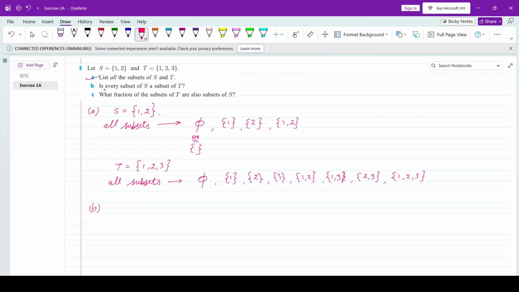Now part B says, is every subset of S a subset of T? So is every subset of S a subset of T? This subset is a subset of T. Yes, this subset is a subset of T. Yes, this subset is a subset of T. Yes. So we can say yes, every subset of S is a subset of T.